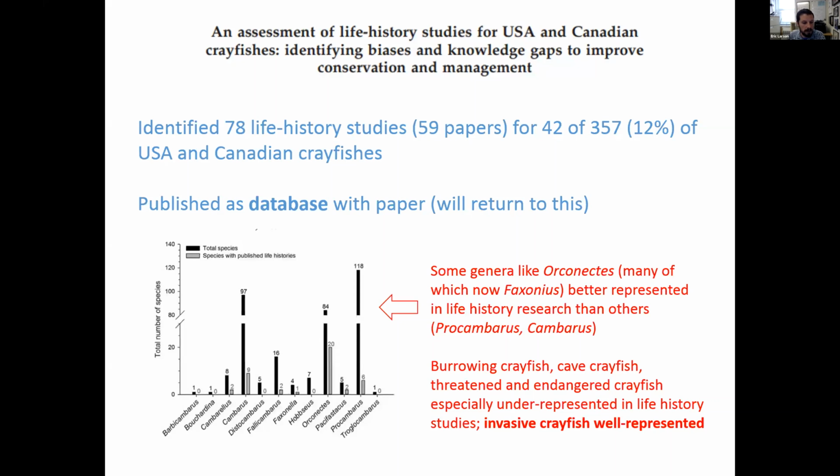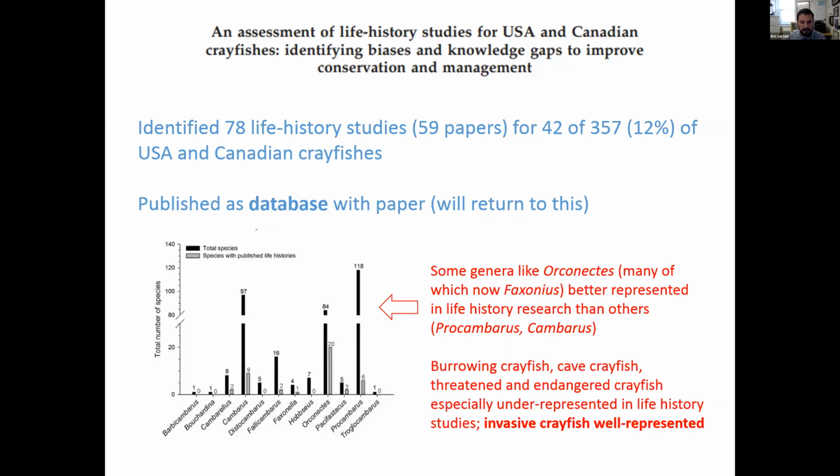So we looked at this broken down by different genera of crayfish. Some are better represented for life history knowledge than others. The genus Orconectes, many of which have now been revised to the genus Faxonius, is better represented than some other species-rich genera like Procambarus or Cambarus. So we found 20 Orconectes crayfish had published life history studies, but only 6 Procambarus species did. And some of the biases here: terrestrial burrowing crayfish, cave crayfish, those things that are difficult to study were especially underrepresented for life history studies.